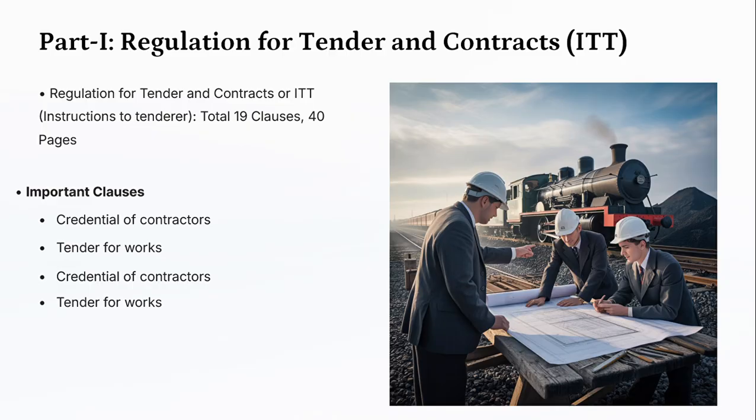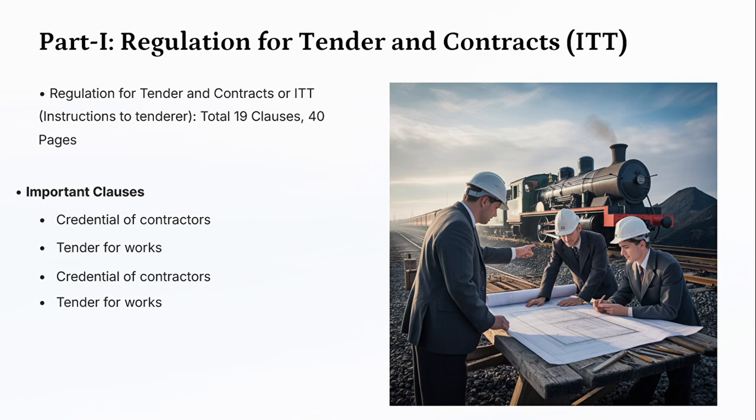Here we are going to continue again. GCC Part 1: regulations for tender and contracts, ITT. That is, instructions to tender for those who are going to submit their bids for any contract for which NITs are issued by the Indian Railways. Regulations for tender and contracts, or ITT, instruction to tender. There are a total of 19 clauses and 40 pages related with the instructions.